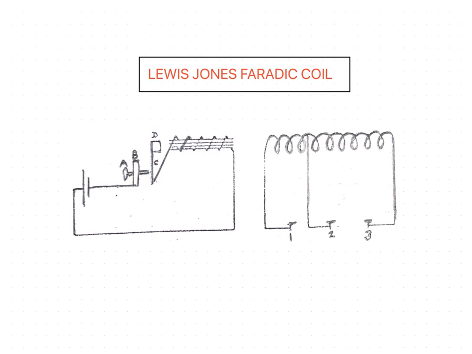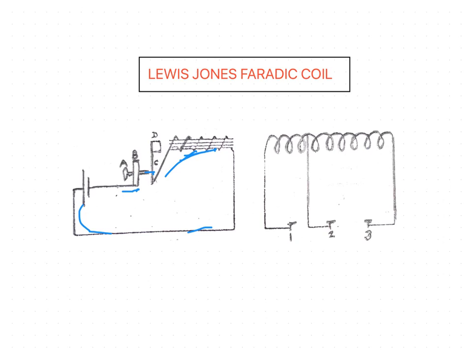Okay, when the switch is turned on, current passes from the cell through the switch, the screw support, and from the screw to the limb of the hammer and to the primary coil and back to the cell. And as the current passes through the primary coil, a magnetic field is set up. The core of the coil is magnetized.